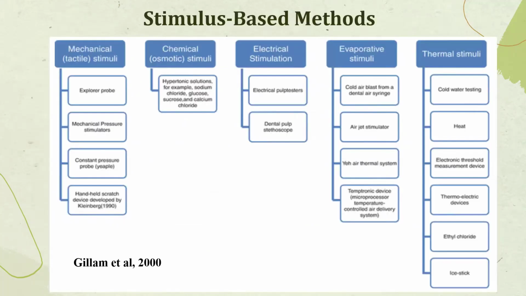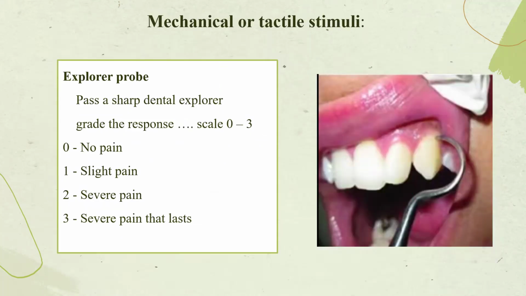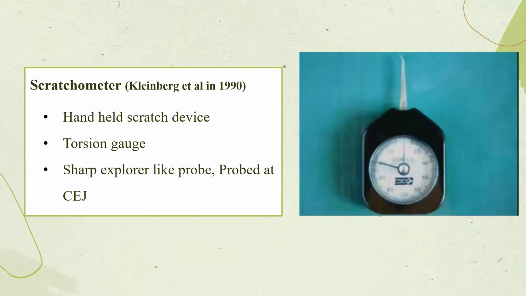Stimulus-based methods: mainly various stimuli are there. Mechanical stimuli method, chemical stimuli method, electrical stimulation, evaporative stimulation, and thermal stimulation. Mechanical or tactile stimuli, mainly it is done by using an explorer or a sharp explorer or a probe. And the grade of the response is 0 to 3: 0 no pain, 1 slight pain, 2 severe pain, and 3 severe pain that lasts.